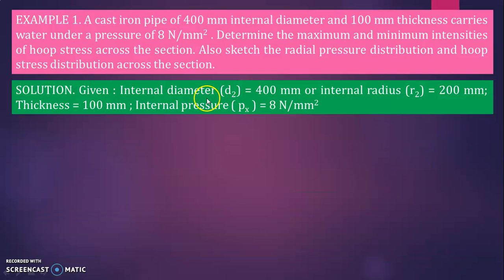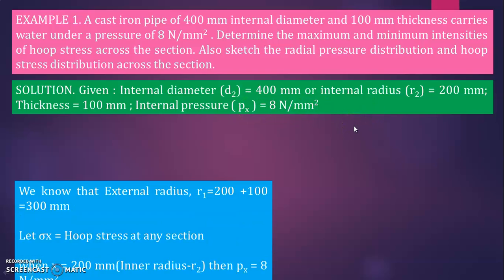What is given here? Internal diameter is given, that is 400 mm, that is D2. Here internal diameter is taken as D2, 400, and so what happens? The radius is diameter divided by 2, so internal radius R2 is equal to 200 mm. Then thickness is given, that is 100 mm, and internal pressure of 8 Newton per millimeter square. Internal pressure is nothing but Px, given as 8 Newton per millimeter square.